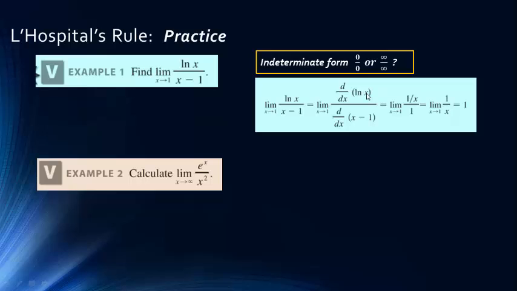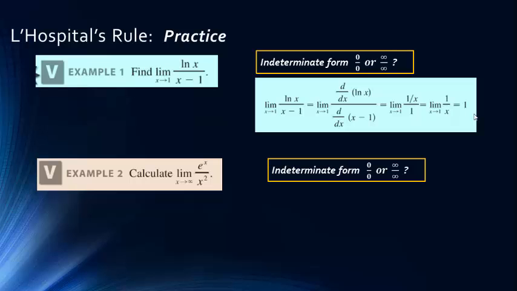The derivative of the log of x is 1 over x. The derivative of the denominator, x minus 1, is simply 1. And so we have the limit as x goes to 1 of 1 over x, which we can now just apply the 1 because it's continuous, and we get 1. So this limit actually goes to 1.